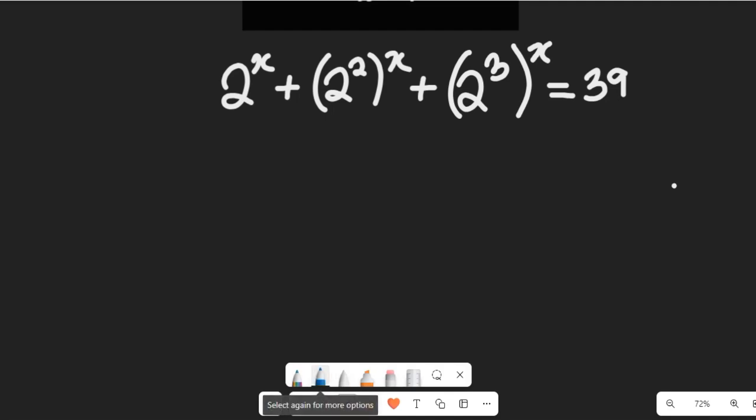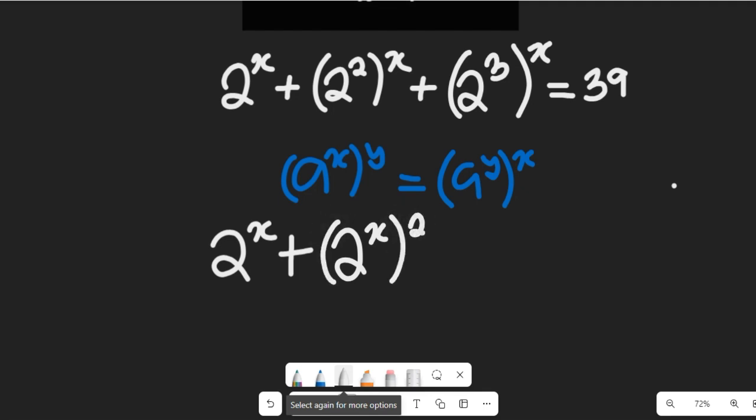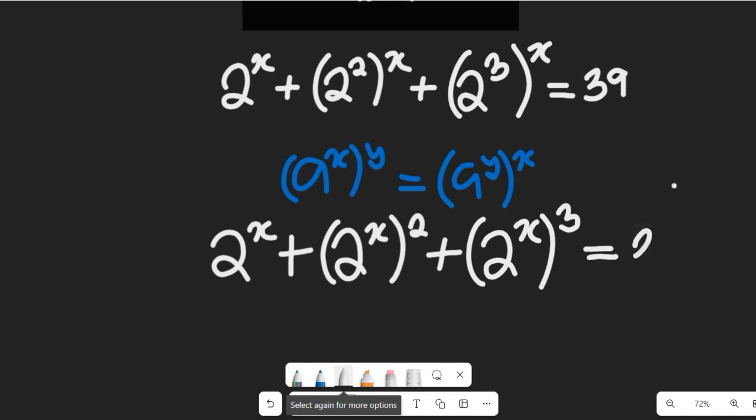Now recall one good law of indices, that if I have a to the power of x multiplying y, this can be equal to a to the power of y multiplying x, change of index. Now this will give me 2 to the power of x plus 2 to the power of 2 multiplying x, plus 2 to the power of x multiplying 3, and this will be equal to 39.